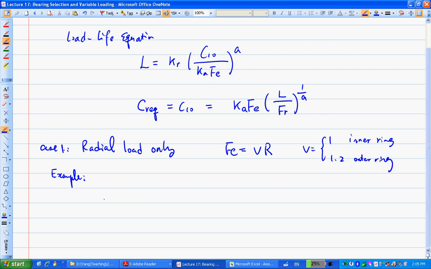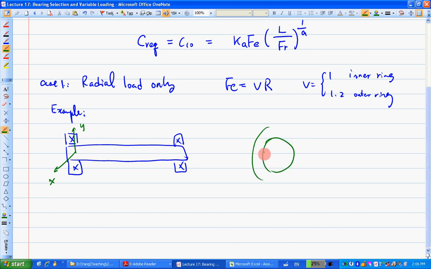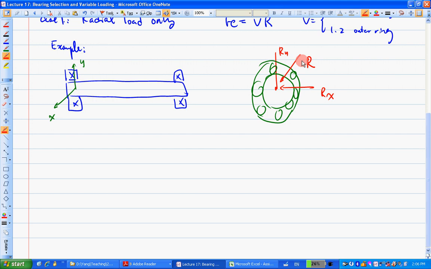Let's see the following example. You have a shaft, and the shaft is supported by two bearings. Let's say this is my y-axis and this is the x-axis. If I look from the side view, the bearing is over here with a number of balls in it, and this is the loading condition for the shaft. This is your RY, this is your RX, and overall, it's the resulting load R you're looking at. So it's a two-plane loading, which is very common. We calculate the R here.